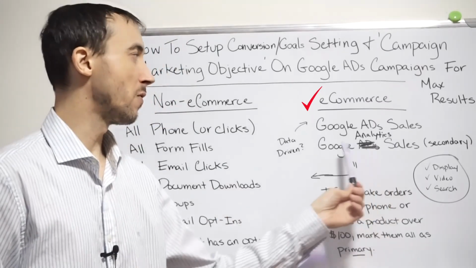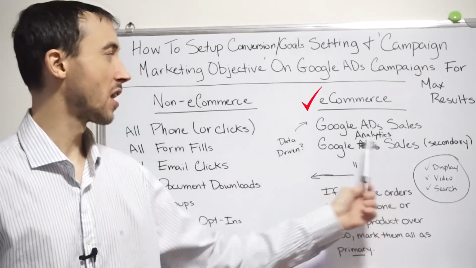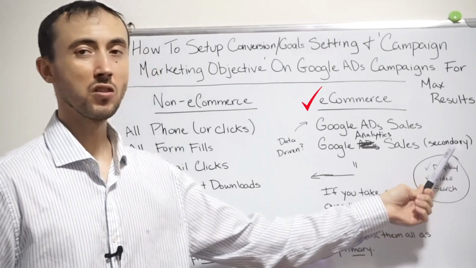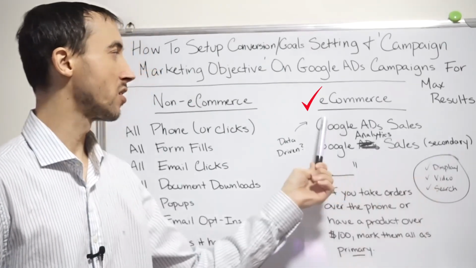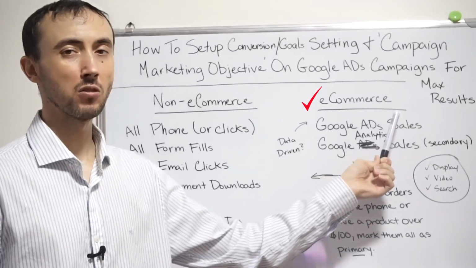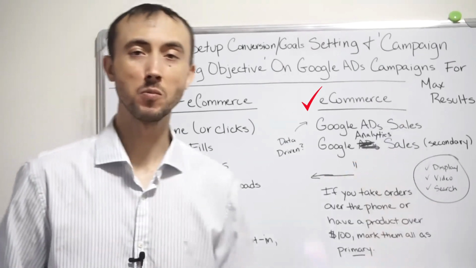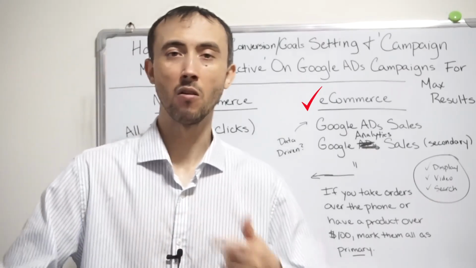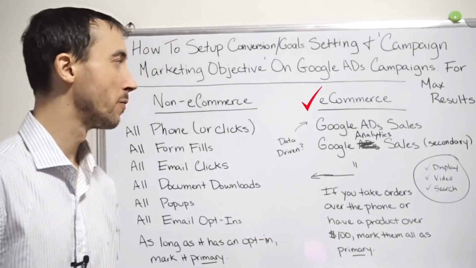If you do it the way that I mentioned, you're going to set up the Google Analytics conversion tag, the purchase tag, as secondary, whereas the Google Ads conversion tag that tracks purchases is going to be marked as primary. You don't want to mark them both primary, because you're going to double count the same conversions and revenue.